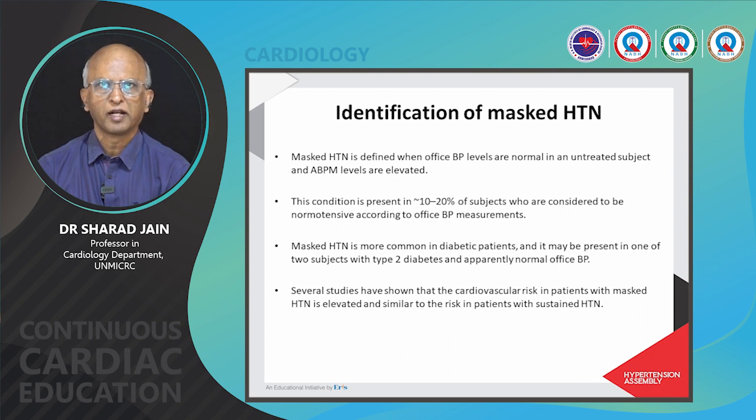Then, coming to the identification of masked hypertension. Masked hypertension is defined when office blood pressure is normal in an untreated subject and ABPM levels are elevated. This condition is present in 10 to 20% of subjects who are considered to be normotensive according to the office BP measurement. Masked hypertension is more common in diabetic patients, and it may be present in 1 of 2 subjects with type 2 diabetes and apparently normal office BP.